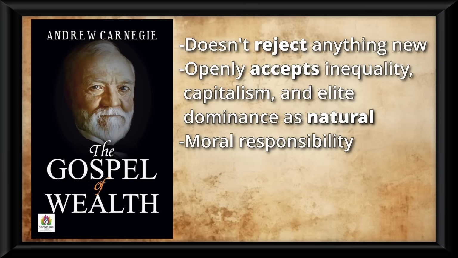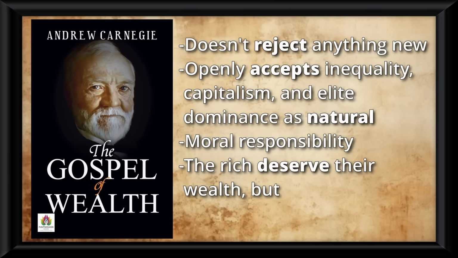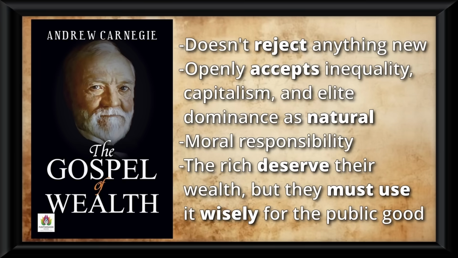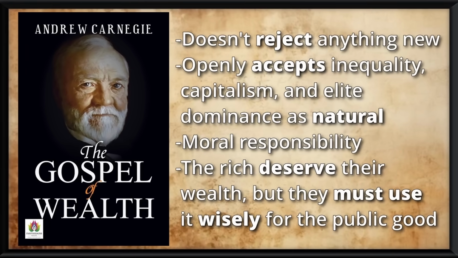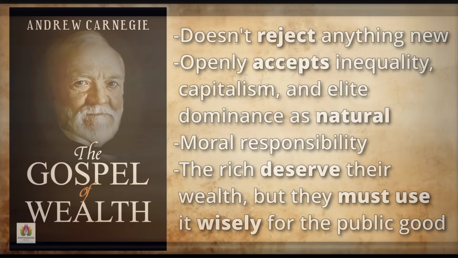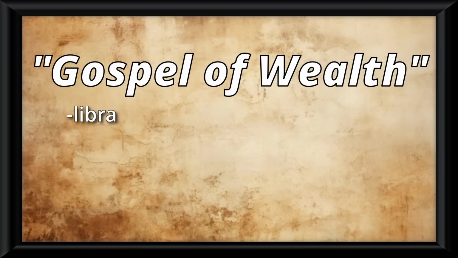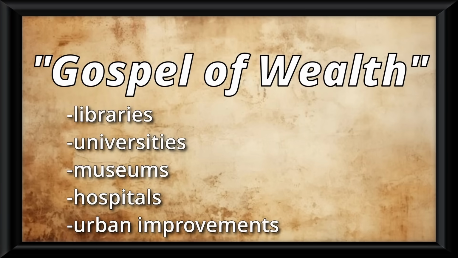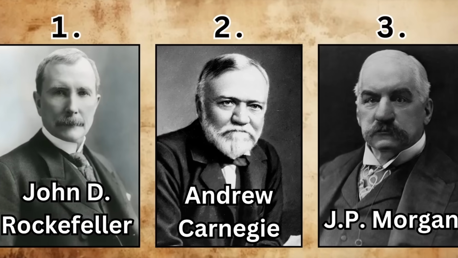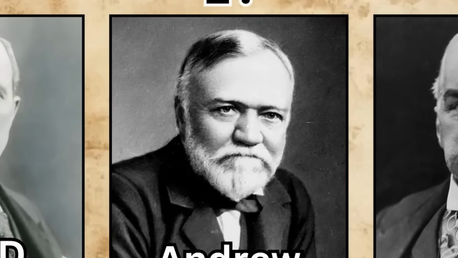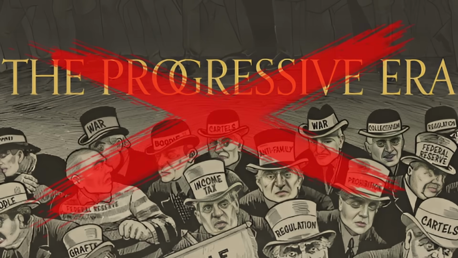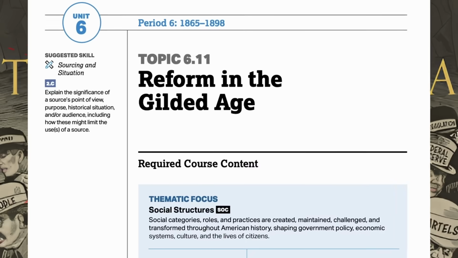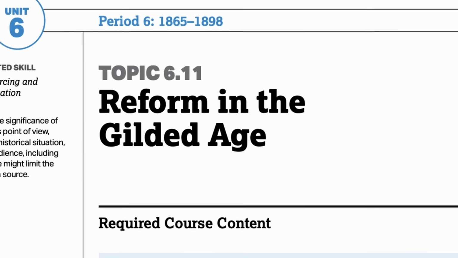The big argument of this book is that the rich deserve their wealth, but they must use it wisely for the public good. And believe it or not, it for the most part actually works. This idea will cause contributions that create libraries, universities, museums, hospitals, and lots more urban improvements. So at least one person on our big three list is doing good for the world. Just one though. This video is not about the progressive era. It does kind of establish the roots to the later progressive movements, but we aren't quite there yet.